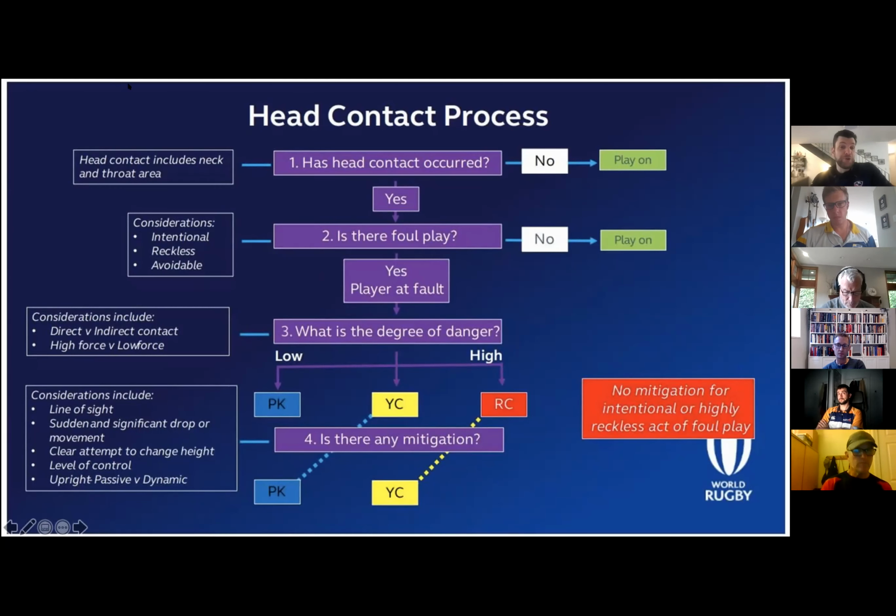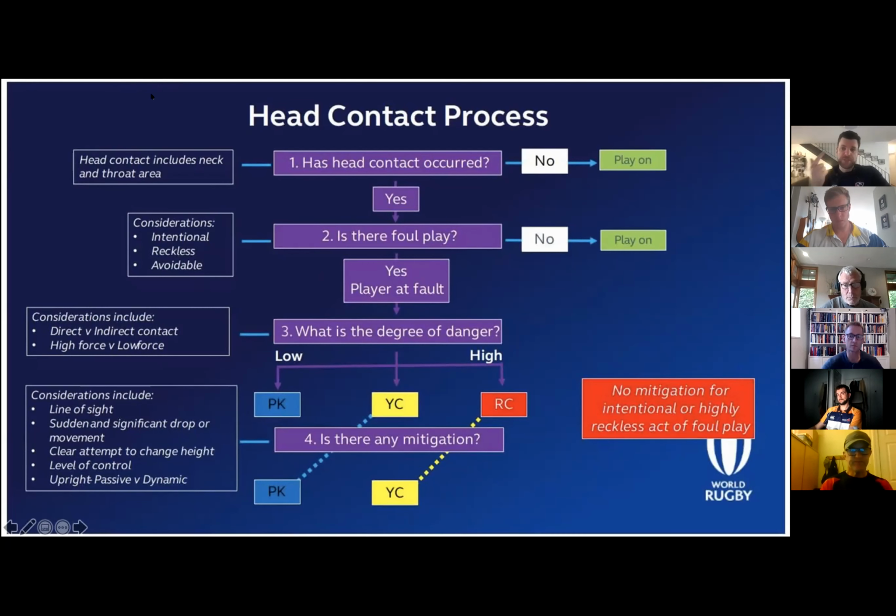So far we're running at 100% red card. Even the person that played on from that first clip is giving this a red card, and I'm delighted by that. So yeah, I think we're all on the same page here. This is a shoulder charge. This is shoulder contact. We've got direct contact to the head.